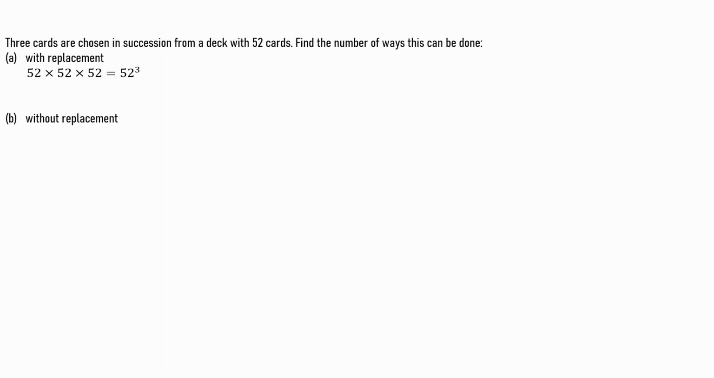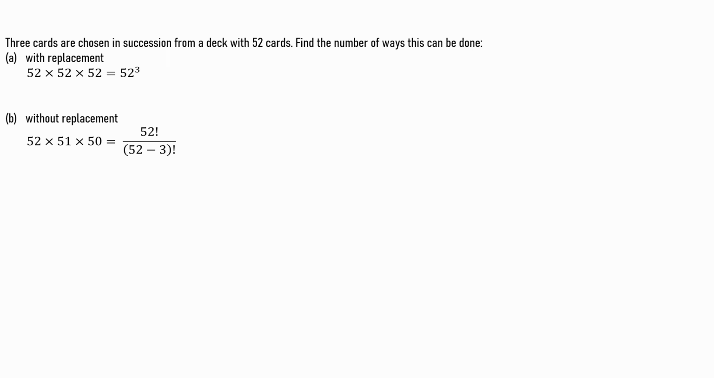Without replacement naman, yung una, meron kang 52 options, so 52 ways. Times 51 ways, 51 na lang without replacement, and then mababawasan ulit, so 50 na lang yung pangatlo. Or pwedeng sabihin na permutation yun, no? Permutation of n objects taken r at a time.